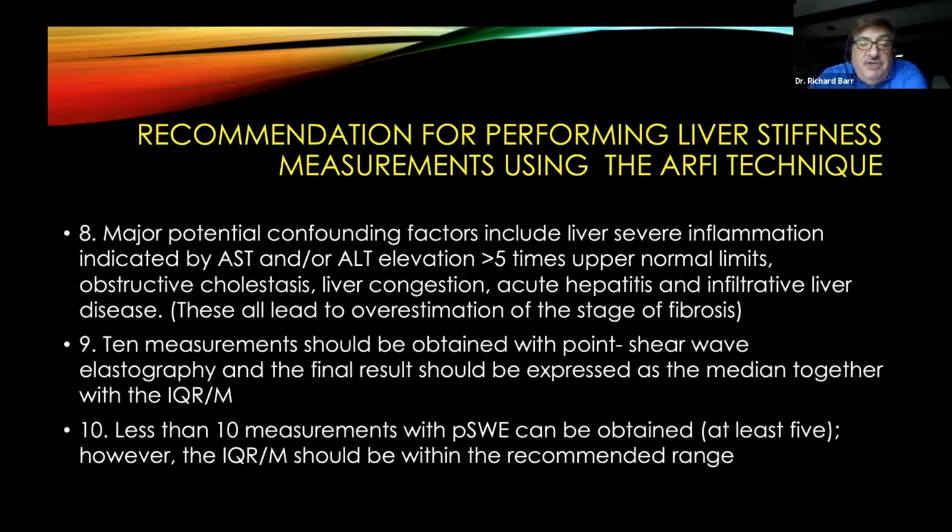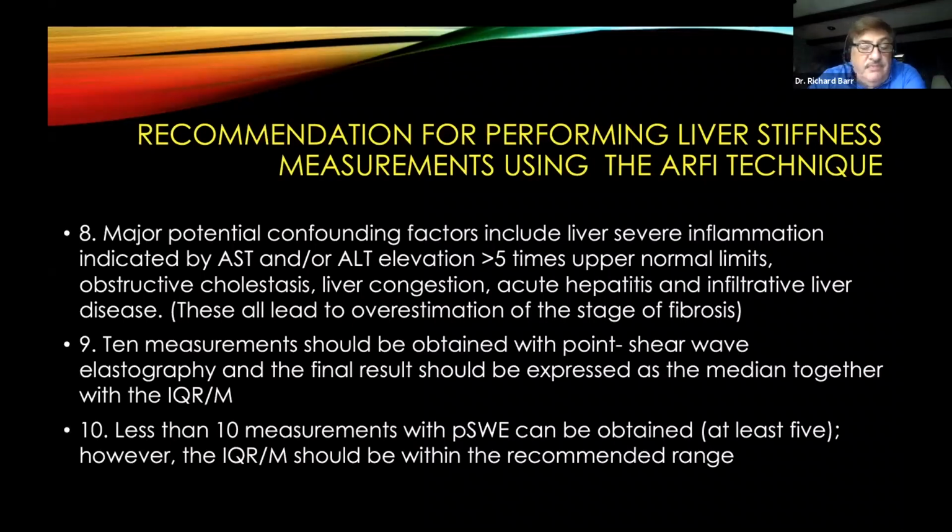Major potential confounding factors include severe liver inflammation, indicated by AST and/or ALT elevation. And if it's greater than 5 times the upper limits of normal, we really can overestimate the degree of liver fibrosis. Obstructive cholecystitis, liver congestion, acute hepatitis, and infiltrative liver diseases all lead to overestimation of the stage of fibrosis.